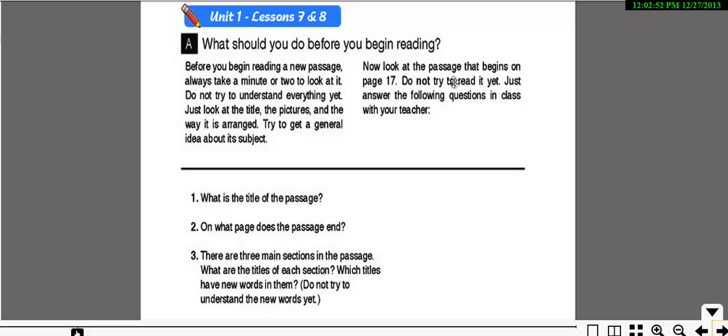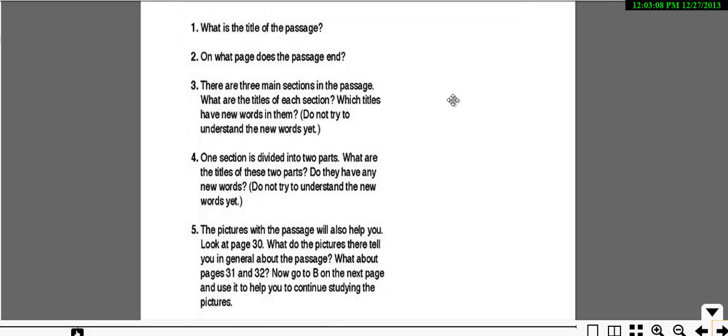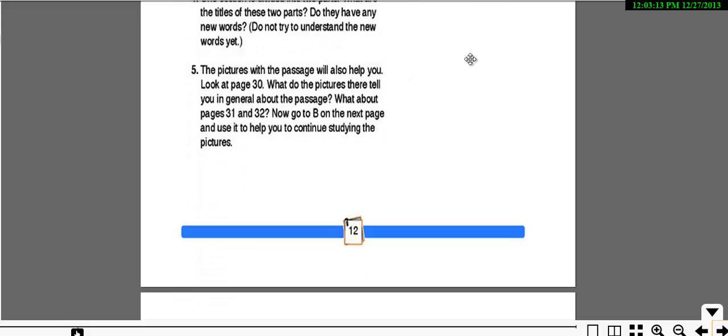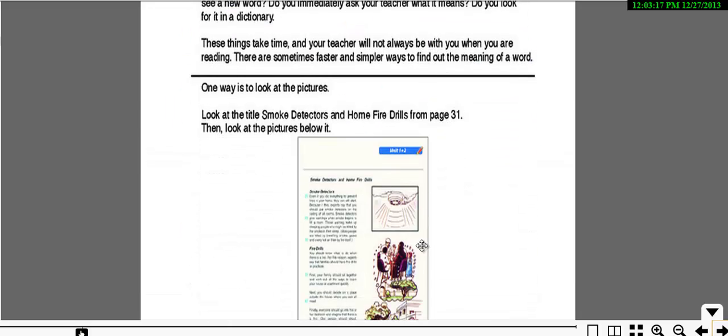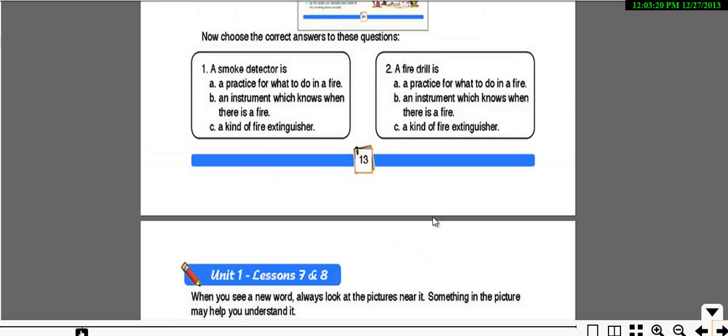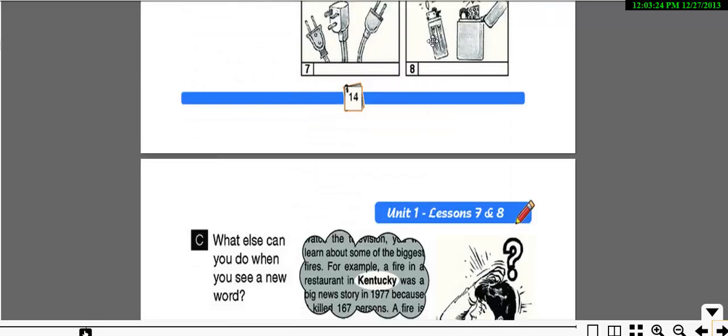Now look at the passage that begins on page 17. We'll get to this now. Don't try to read it yet. Just answer the following questions in class with your teacher. Well, presuming I'm your teacher, I'm going to be the student too and try to work it out with you, but you really need to pause me and try to guess the answer before I do it. That's how you play things with this video. This is page 12. We're going to page 17. You really need to keep a good visual memory of what you see.